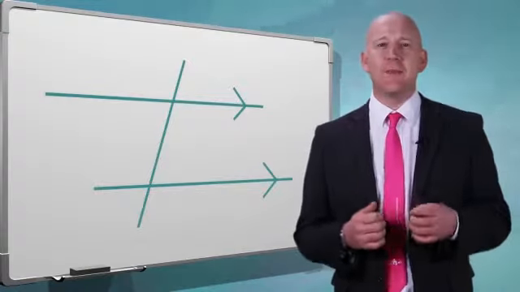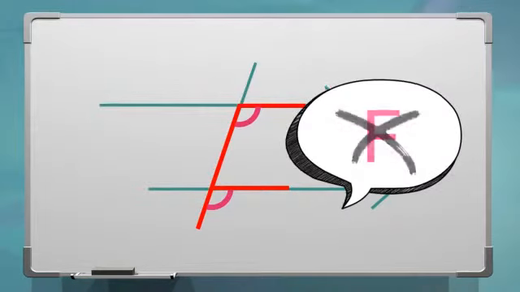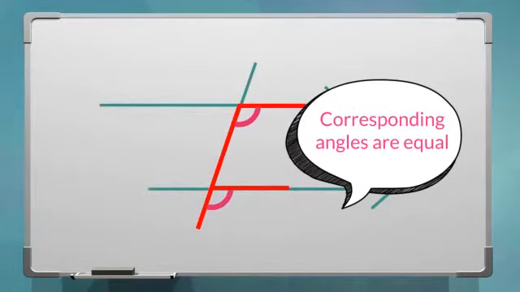Now here we have the same diagram, but this time I want to connect this angle here with this angle here. For this one, I can use an F shape. But I don't say F angles, I say corresponding angles. What's important about them? Corresponding angles are equal.